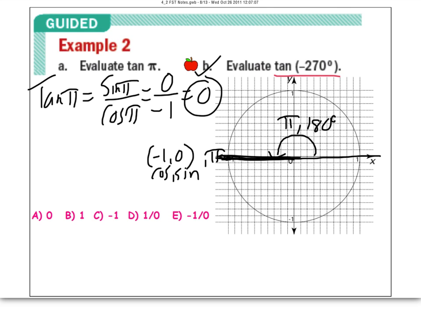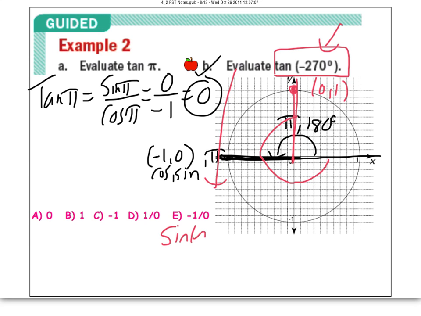Let's look at this one. The tan of -270. First thing you have to do is move -270 on the circle. This is backwards, so be careful. I'm going to go backwards 270. That's 90, 180, 270, which lands me right here. That ordered pair is 0, 1. So to find this value, I'm going to do the sine of -270 over the cosine of -270. Well, the sine here is 1. The cosine is 0.